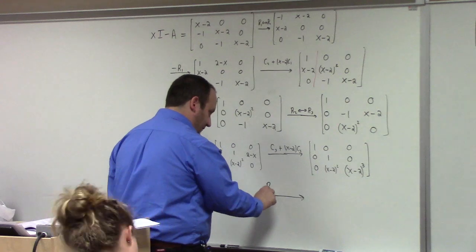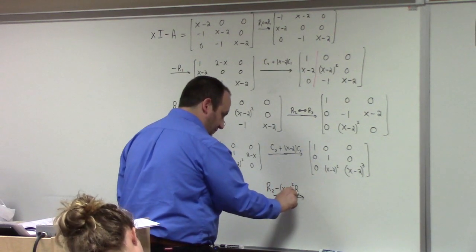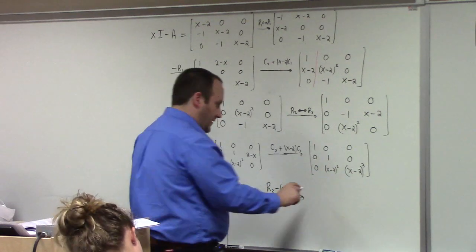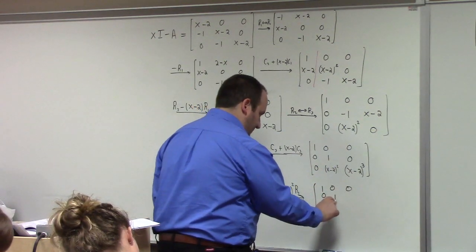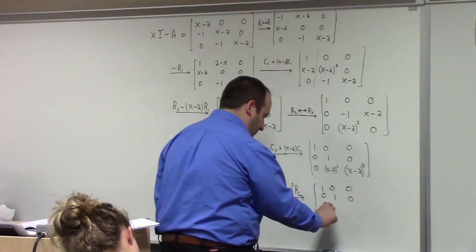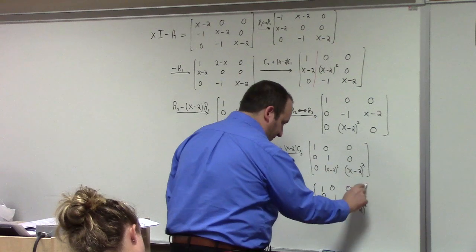Row 3, right? Minus x minus 2 squared times row 2, yeah? And that gives me the final product, right? Finally, lo and behold, we yield the Smith normal form. Hooray!